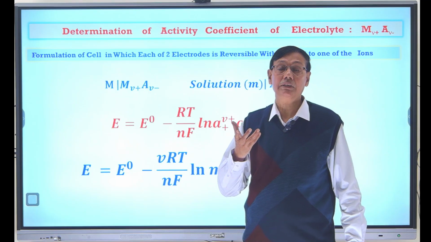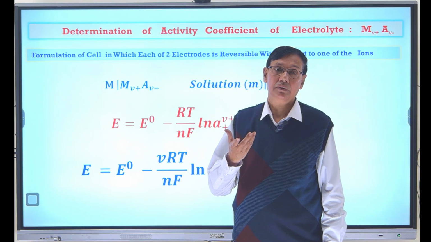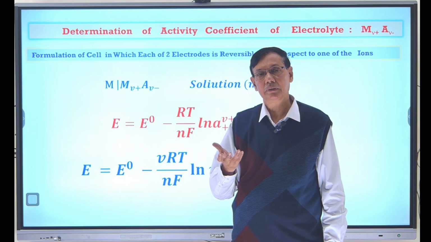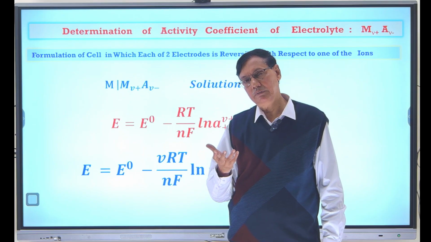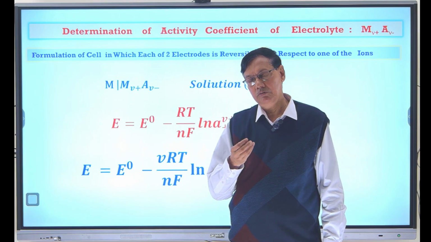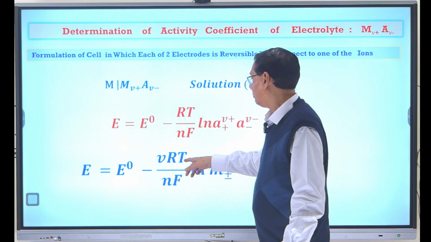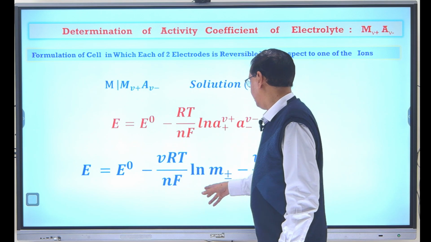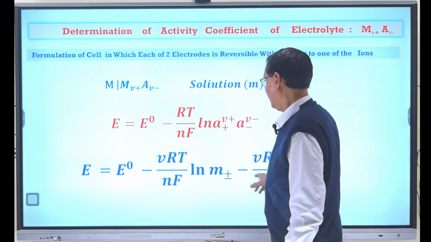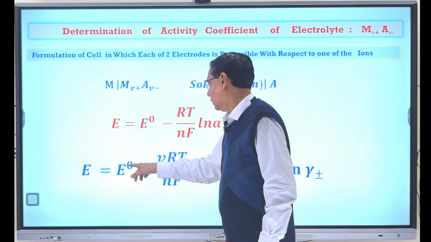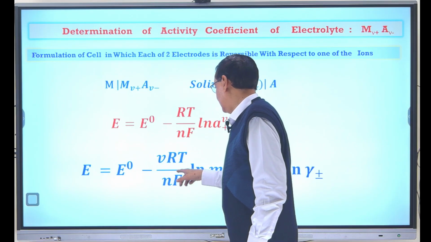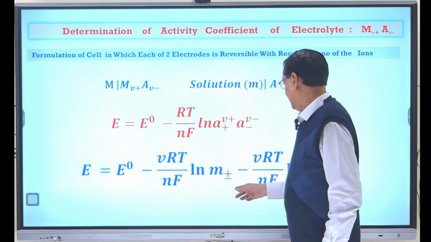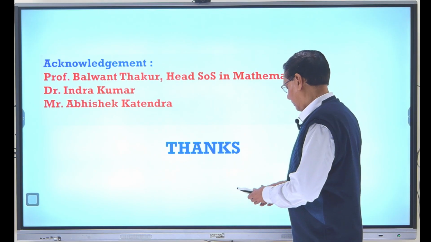आपने दूसरा ले लिया मैग्नीशियम फॉस्फेट, Mg3(PO4)2, तो Mg3 में 3 मैग्नीशियम, PO4 में 2, तो यहाँ हो जाएगा 5 like that. So initially, but there will be no change in formula. So again, same thing, E is equal to E0 minus nu RT by nF natural log of m plus minus. You can write simply m, and here is the activity coefficient.